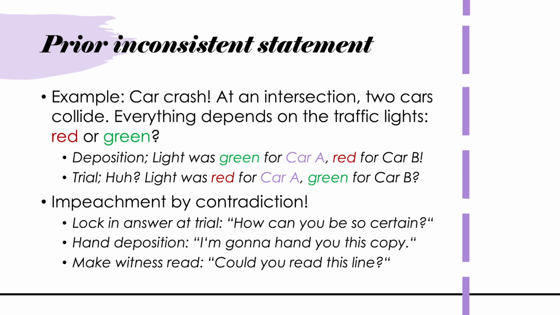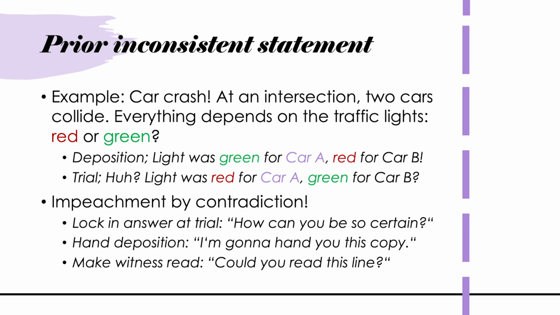For example, say there is a car crash, and say the car crash happened at an intersection where two cars collide, and basically everything depends on a traffic light, for whom the traffic light was red and for whom it was green. So basically, who passed the red light.